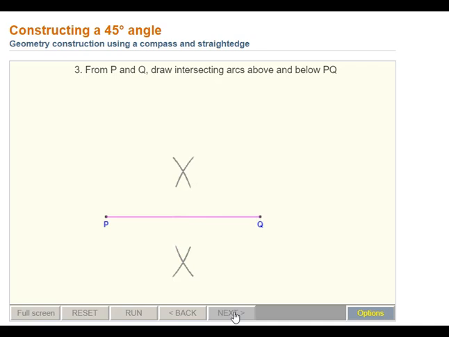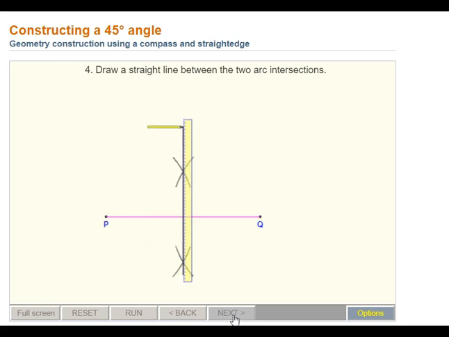And this will look familiar. This is the way that we bisect a segment. Draw a straight line between the two arc intersections. From the midpoint of PQ, set the compass width to P. So the midpoint of PQ will be right here. Open your compass all the way to point P.